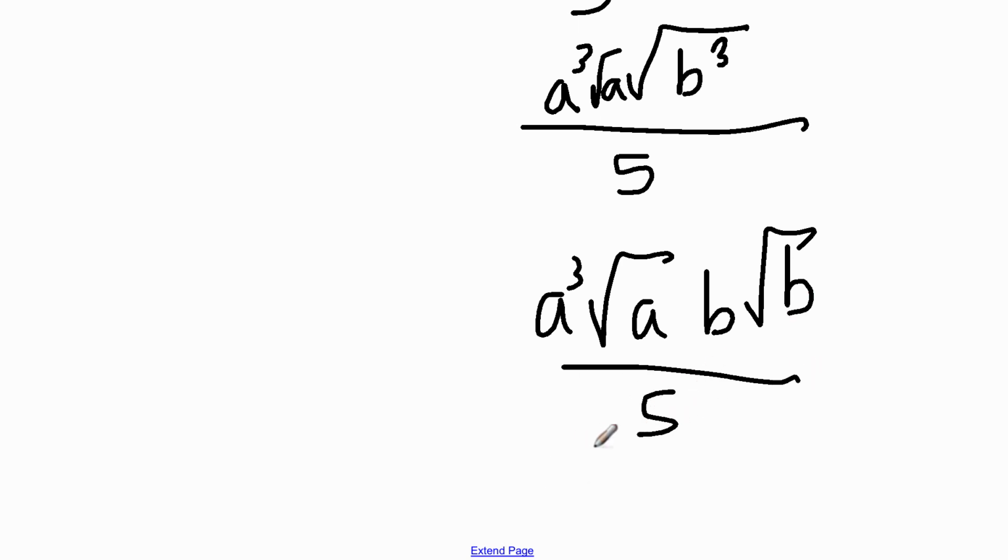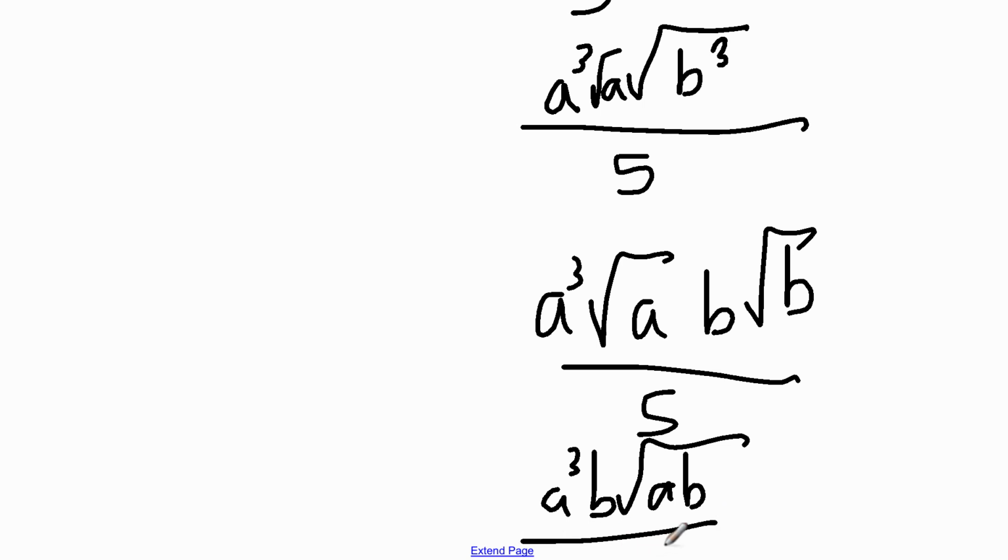Just to clean it up, I could write this as a cubed b. Those are all the things outside of the square root. And then inside the square root is 1 a and 1 b. Since they both have the same index, I can just put them under 1 square root, all over 5. Done. Okay, so try some questions from the textbook. Lots of practice with this helps out.